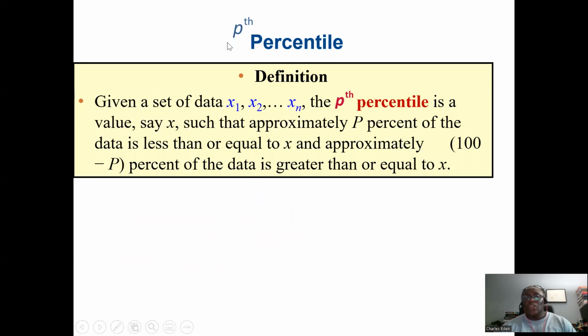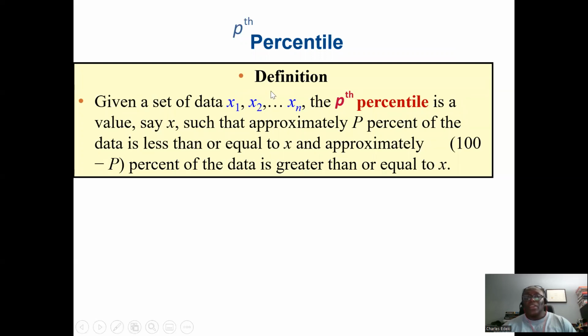Next, we're going to learn how to find a p-th percentile. A p-th percentile is very important. For example, if they say we should find the 10th percentile of a value, then we need to find the location, and then we find the value at that 10th percentile location.